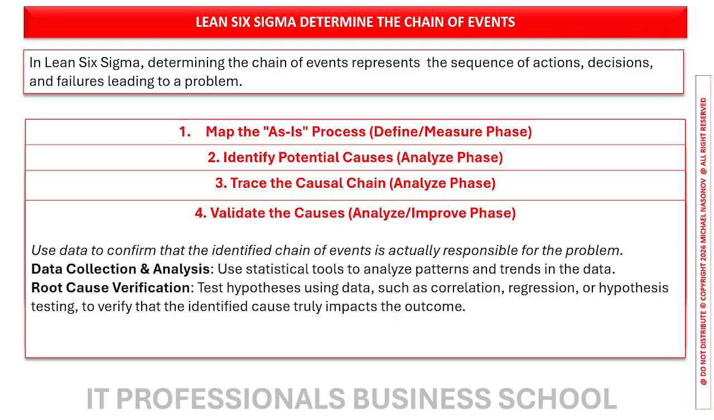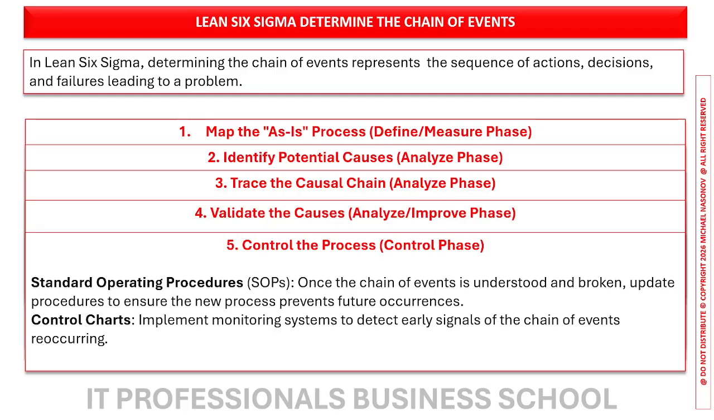Validate the causes, which means analyze, improve phase. Use data to confirm that the identified chain of events is actually responsible for the problem. You are using data collection and analysis, like statistical tools and patterns, root causes, variations, and verifications, including correlation, regression, hypothesis testing, etc.